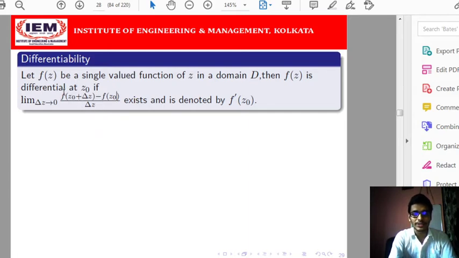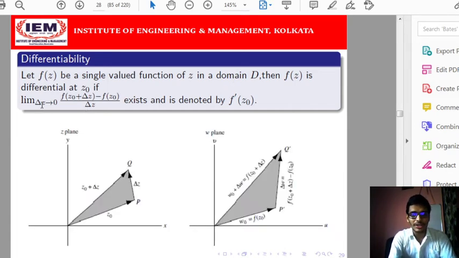So what are we taking actually? You know that it is the increment in the dependent variable divided by the increment in the independent variable, whenever the increment in the independent variable tends to 0. If this limiting value of the quotient exists, then only can we say that the function f(z) is differentiable at the point z0, and it is often denoted by f dash z0. So what is the geometrical significance of differentiability in a complex valued function?